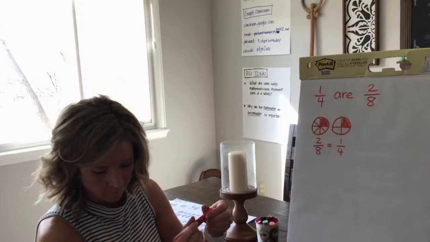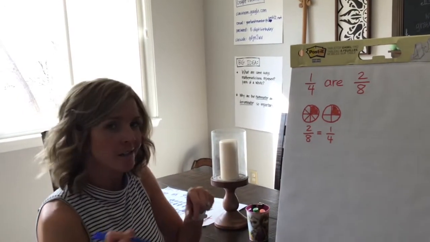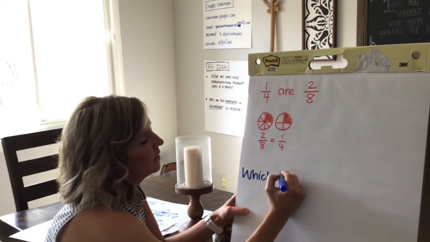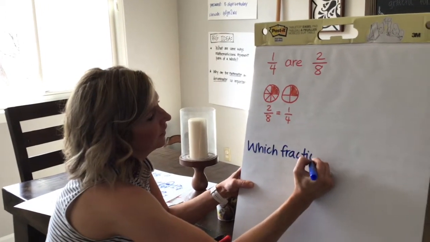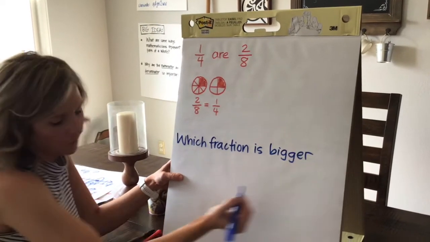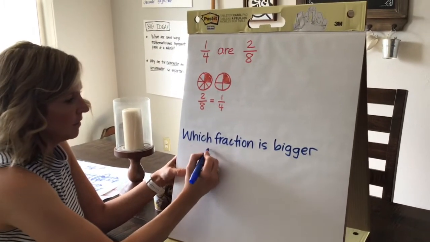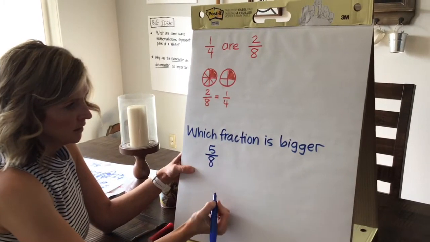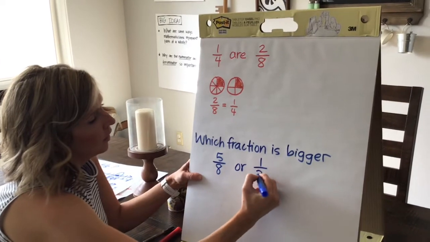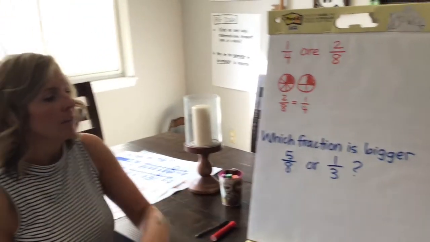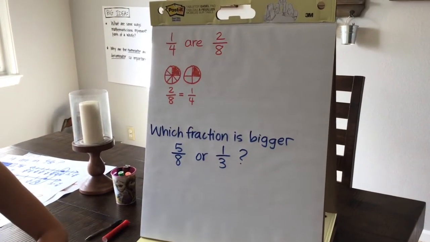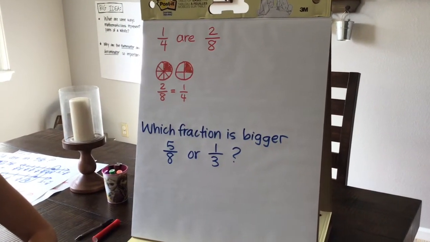Okay, one more question. This is taking our thinking to a different level. Which fraction is bigger? Now you're going to use visual models to compare two fractions. It's the same thinking, we're just doing a different task. Which fraction is bigger, 5/8 or 1/3? See if you can draw an area model or a number line to decide which one is bigger. All right, pause it, do your own thinking, and then tune back in.